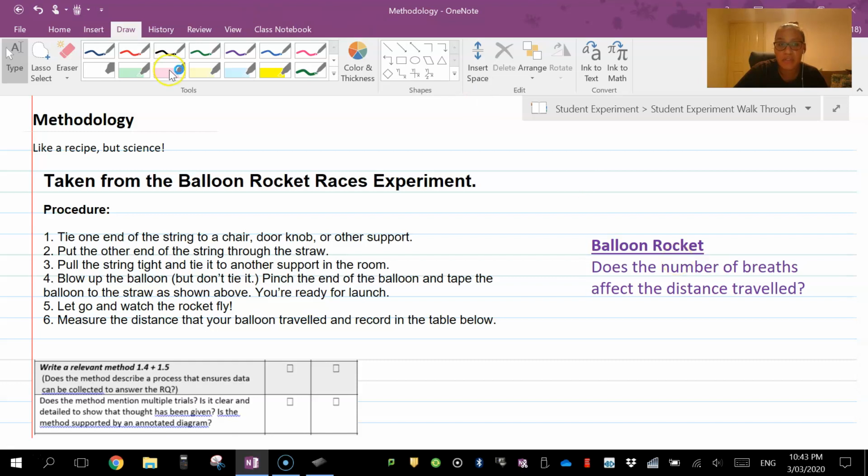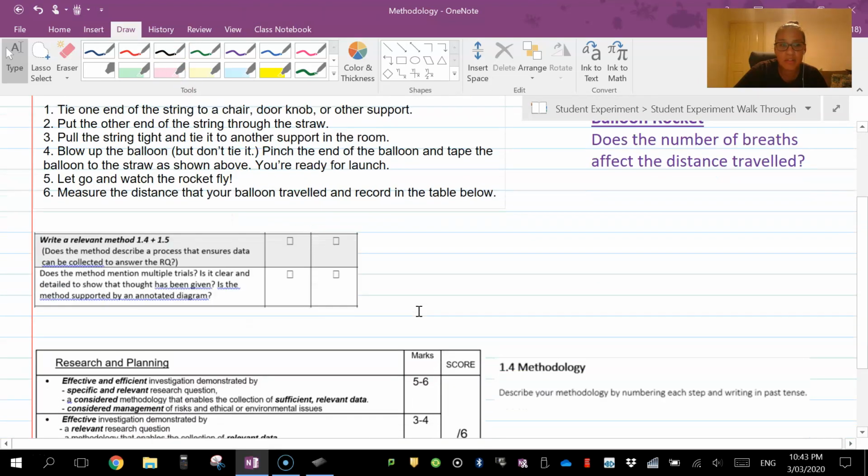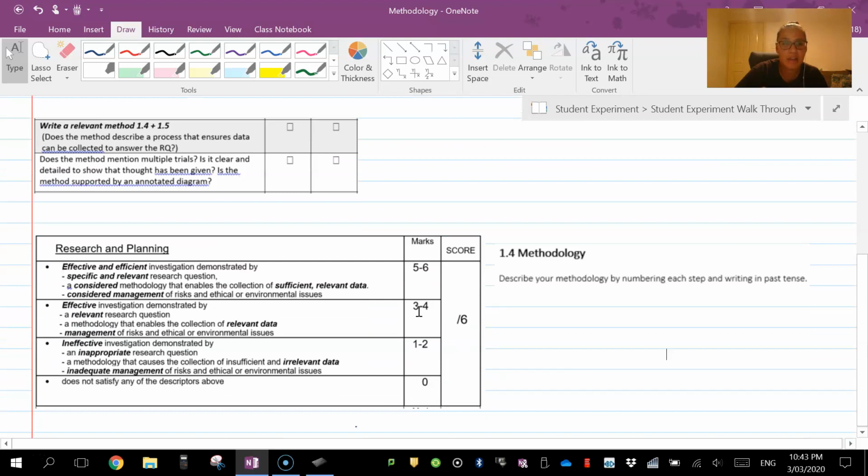So if we're looking for things in here, let's start down here with our criteria. The 3 tiers that we're looking at for that is a considered methodology that enables the collection of sufficient and relevant data. So that's what we're aiming for. Otherwise, if you don't quite get there, you're going to go for the methodology that enables the collection of relevant data. And then the last one is you have a methodology where the collection is insufficient, so it doesn't quite explain everything and it doesn't collect the appropriate data.